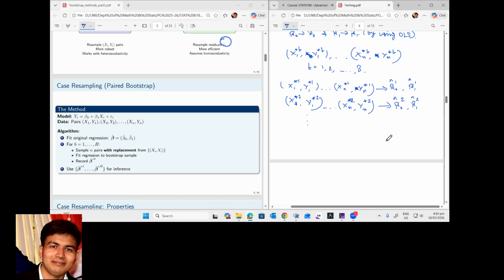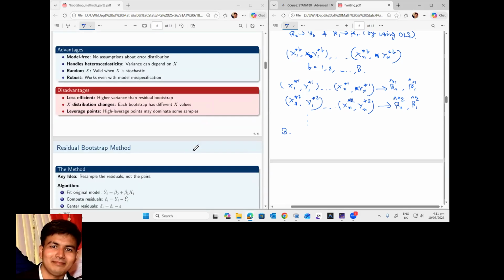And so on up to B times. By using the ordinary least square method again and again, we estimate these estimates capital B number of times. After that, we use these estimates, beta 1 cap star 1 up to beta 1 cap star B, for the inference.